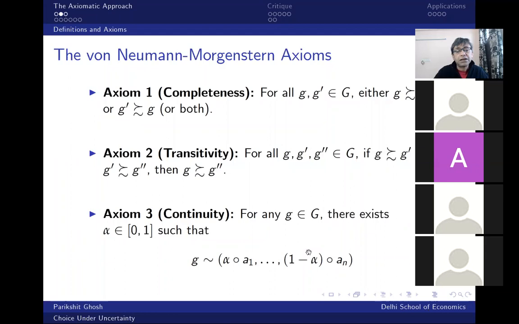So that's the continuity axiom. We can always find something equivalent in this smaller class of lotteries, which involve only the best and the worst outcomes.